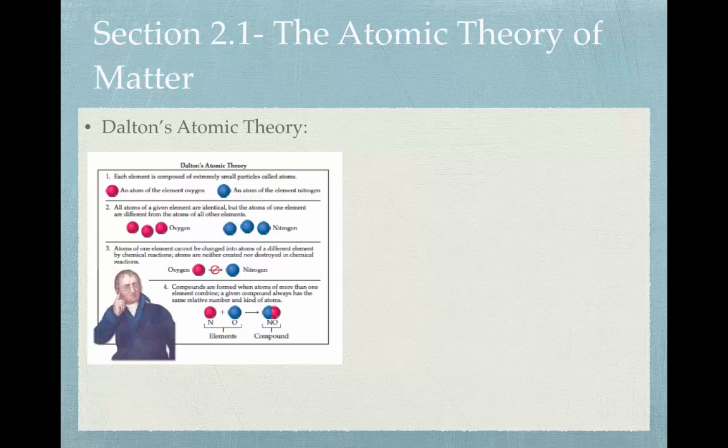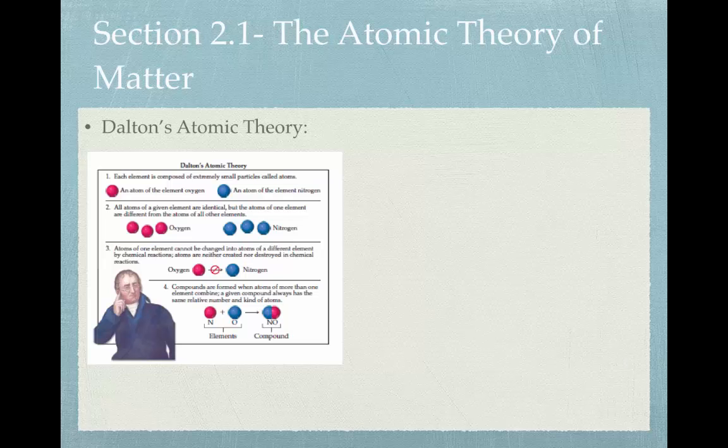And we know why now. We know about subatomic particles. We know what makes oxygen oxygen. We know what makes nitrogen nitrogen. During Dalton's time, however, not only could he not see these individual atoms, but he didn't know about subatomic particles. So this was revolutionary for his time.